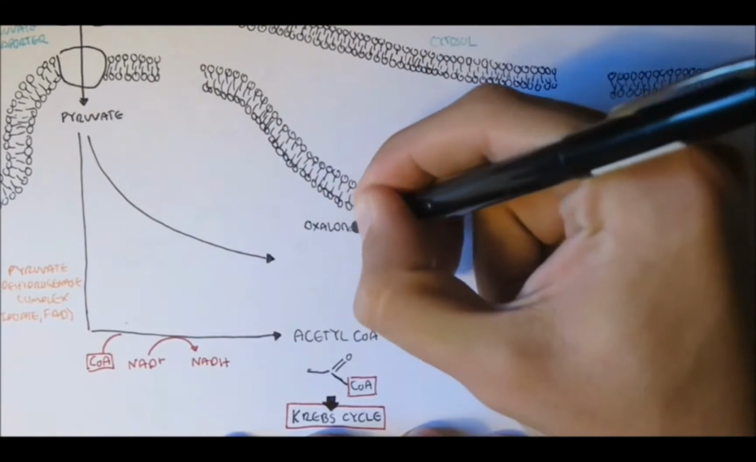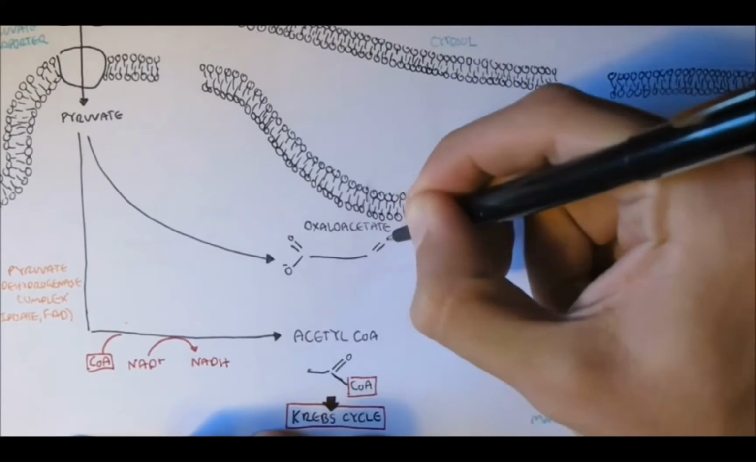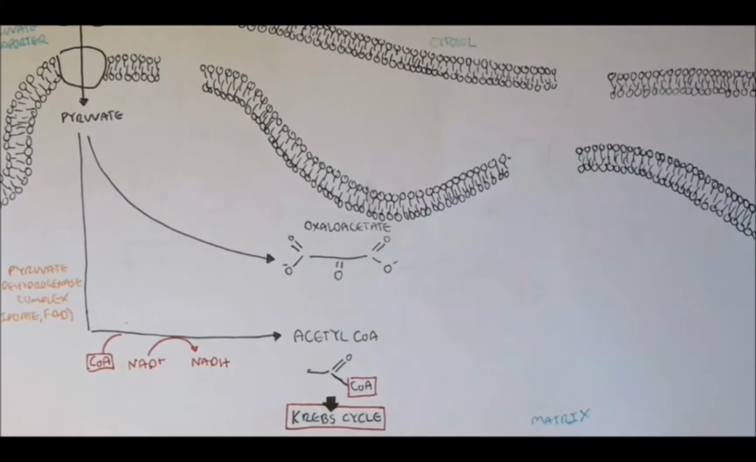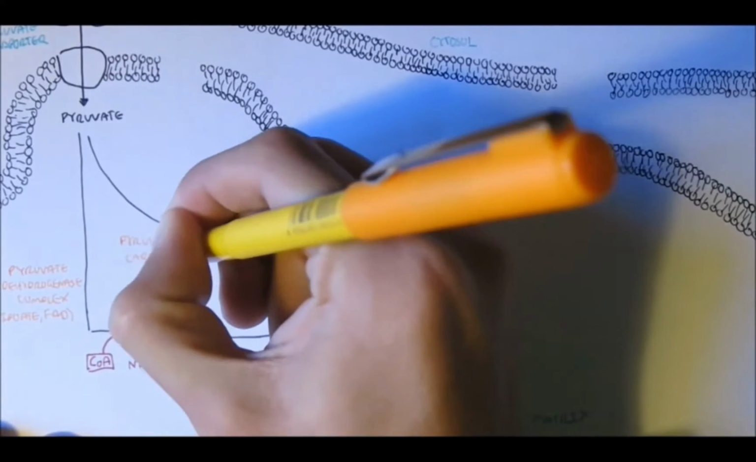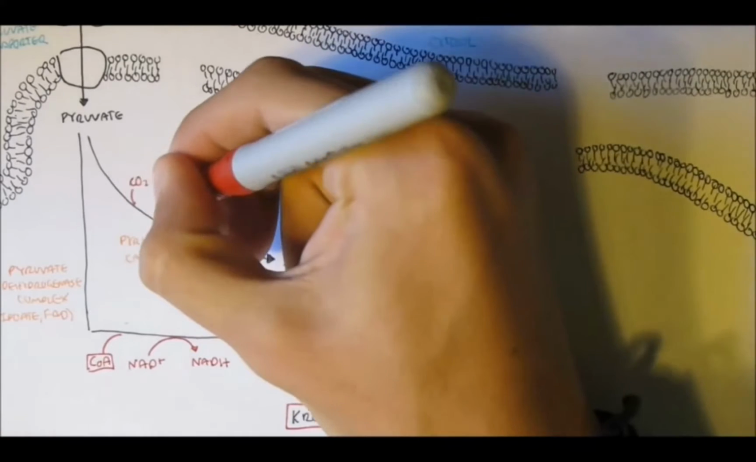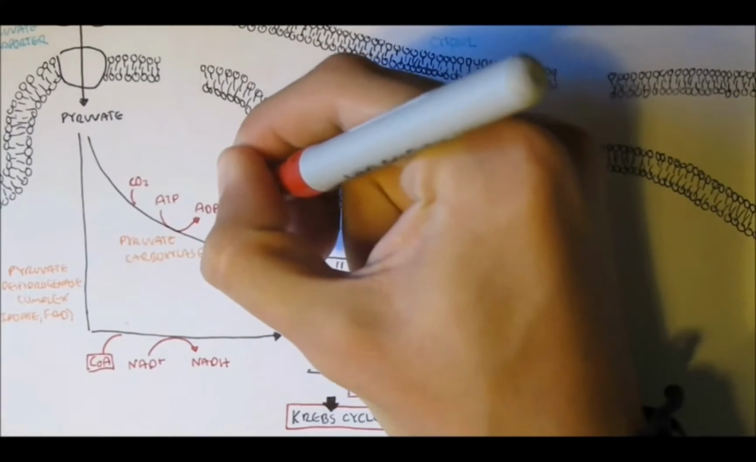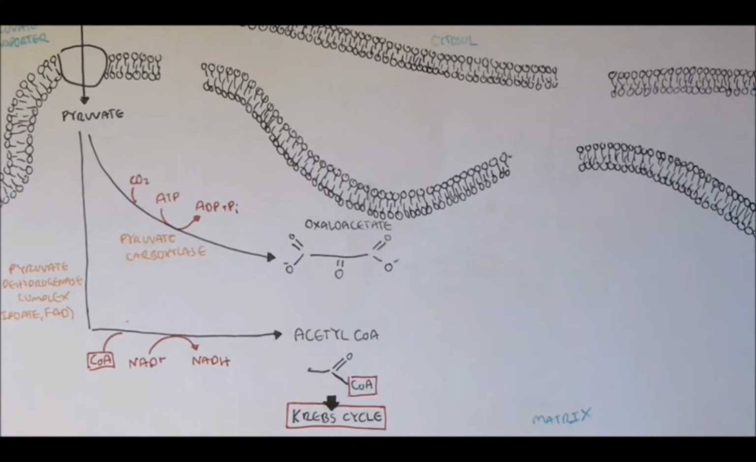Well, if we start from pyruvate in the mitochondria, it can convert to oxaloacetate, and this is by the enzyme pyruvate carboxylase, where a carbon dioxide group is added to the pyruvate by ATP. And this is the same reaction as in gluconeogenesis, when pyruvate has to convert to oxaloacetate first, before going to phosphoenolpyruvate, in the mitochondria. Anyway, so now we have oxaloacetate.